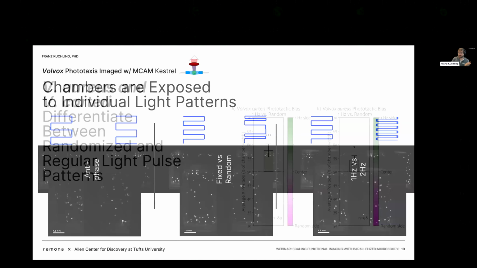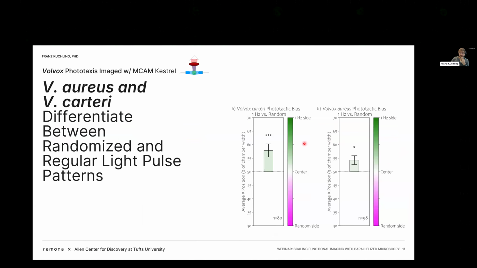And then what we actually saw is that indeed there was a bias, as we've seen before in the manual setup, towards the fixed, regular, predictable pattern as opposed to the random side. And this was true for 2 different species of Volvox, carteri and aureus. And that is really nice because that means it's not super specific to the slight genetic differences of the frequency response inside the system.